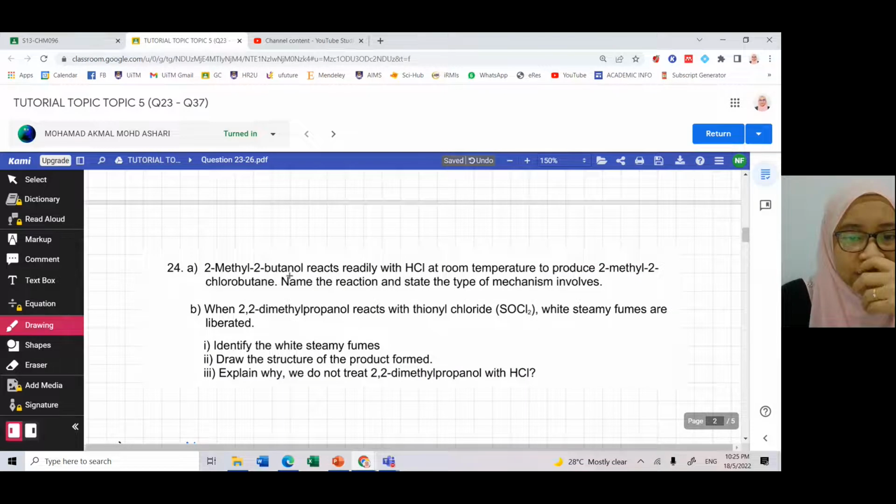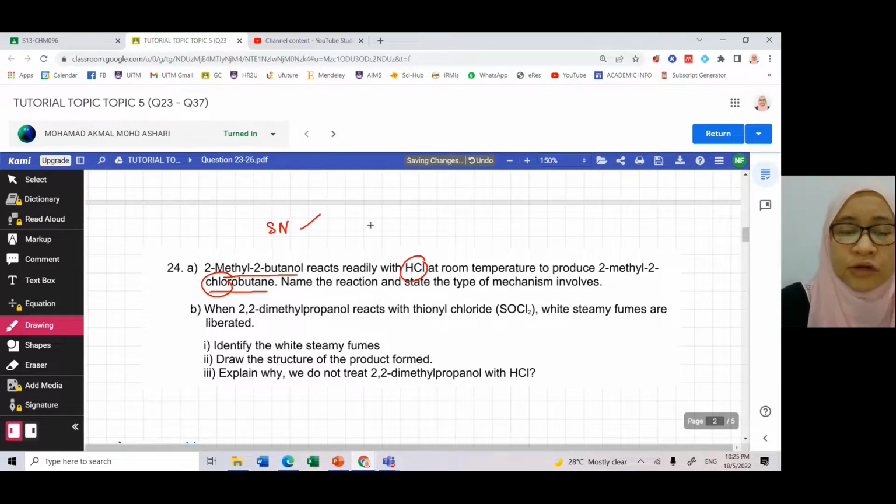Number 24. 2-methyl-2-butanol reacts readily with HCl at room temperature to produce 2-chloro-2-methylbutane. Name the reaction and state the type of mechanism involved. Initially it is an alcohol. When it reacts with HCl, it produces this alkyl halide. That means the OH has been removed and the chlorine has been added. So this is a substitution reaction, and to be specific, it is known as nucleophilic substitution.